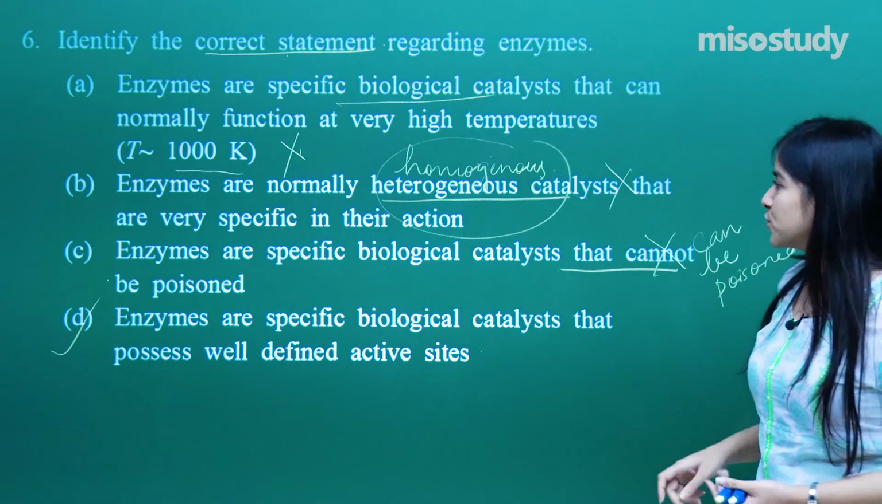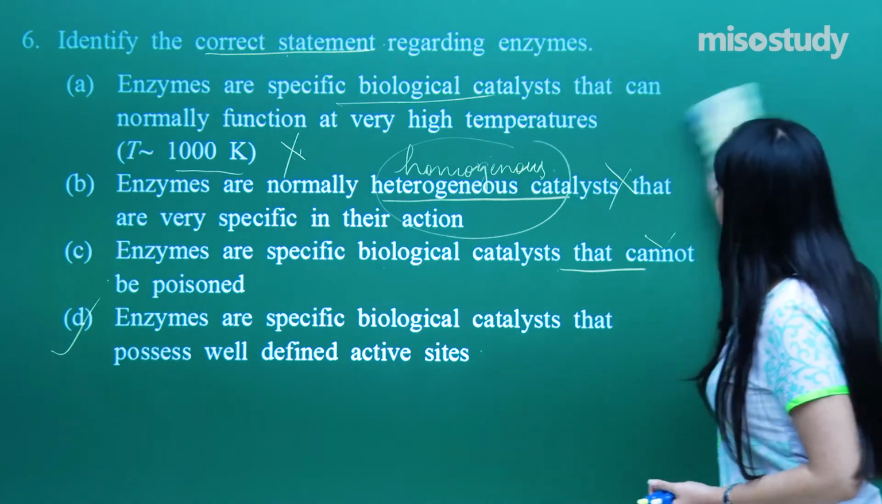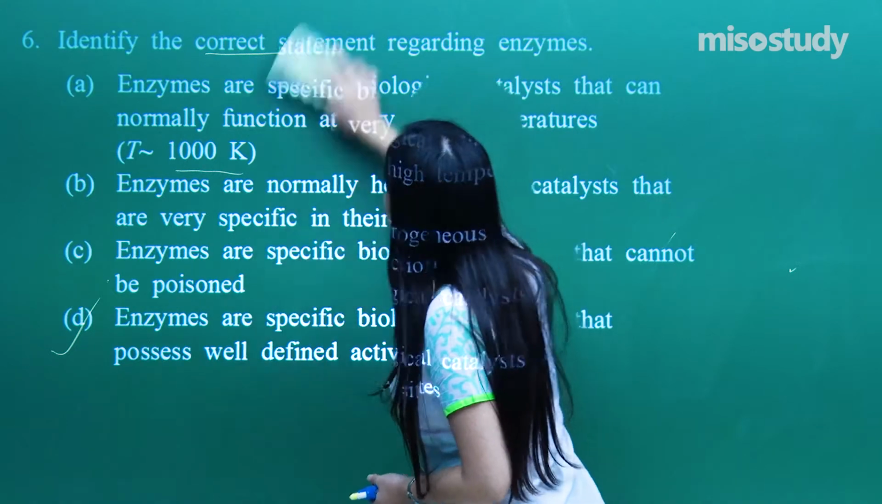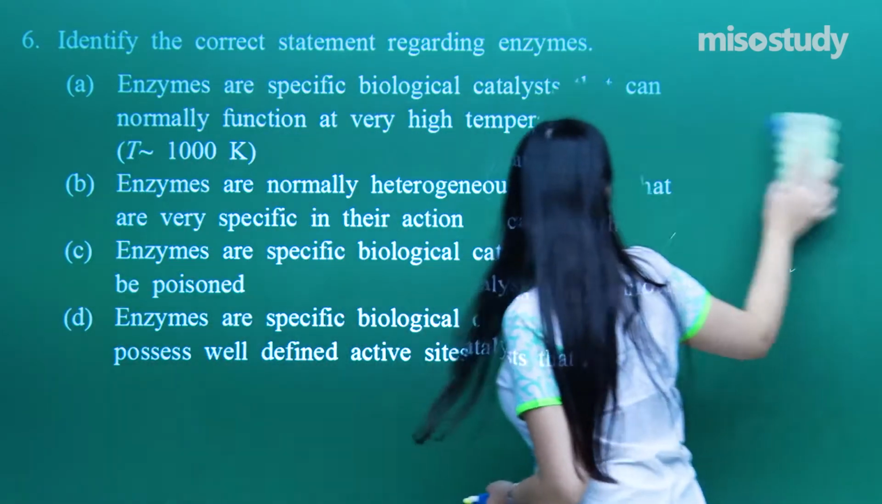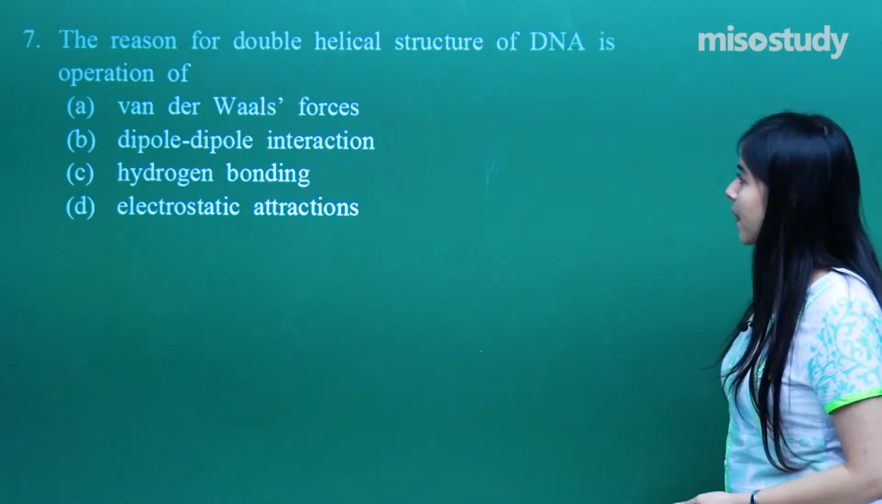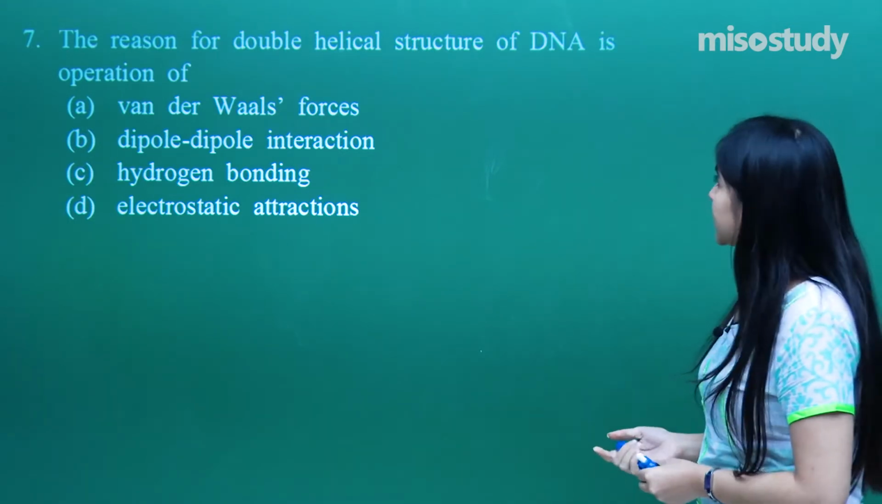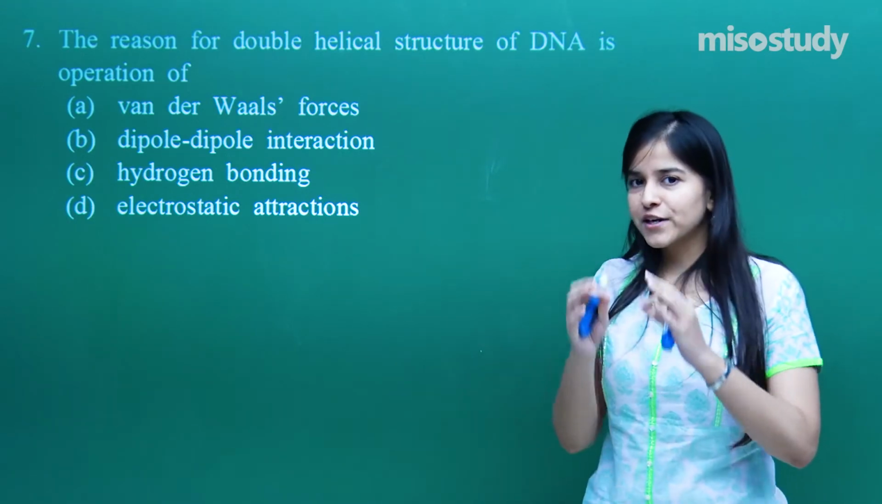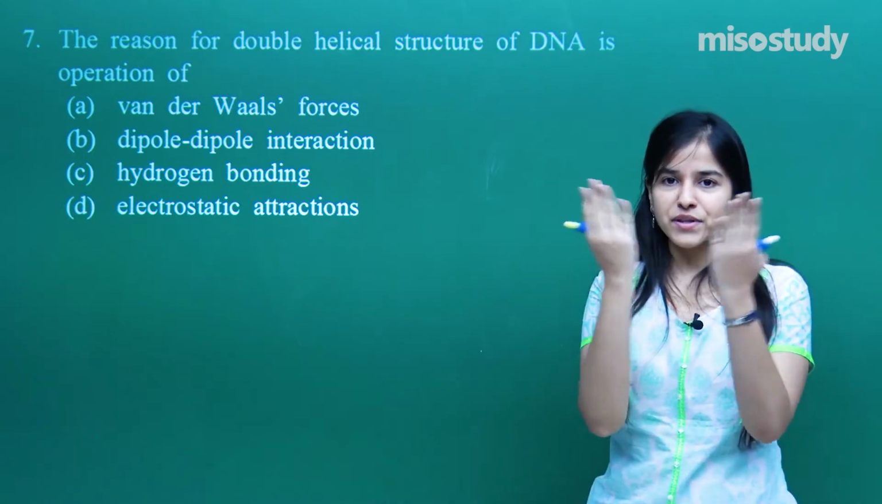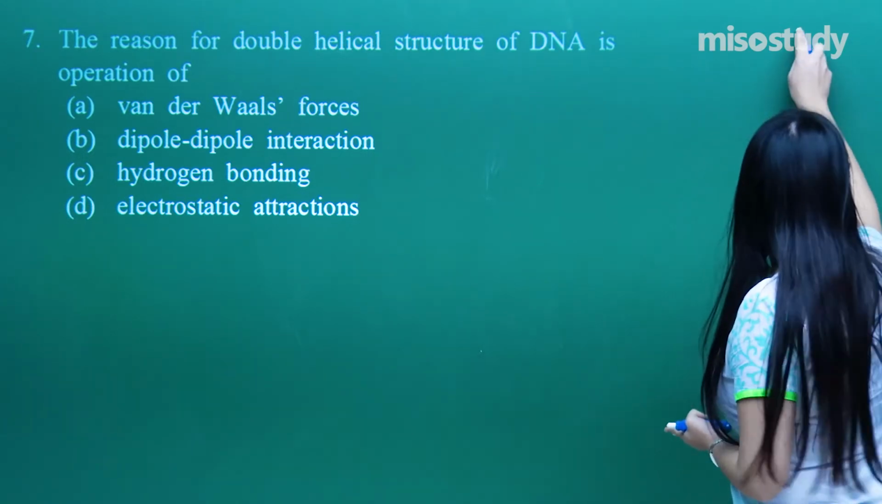So, now let us move on to the next question. What does the next question say? The reason for the double helical structure of DNA is the operation of. So, I need to find out what kind of force exists in the double helical structure. What is a double helical?